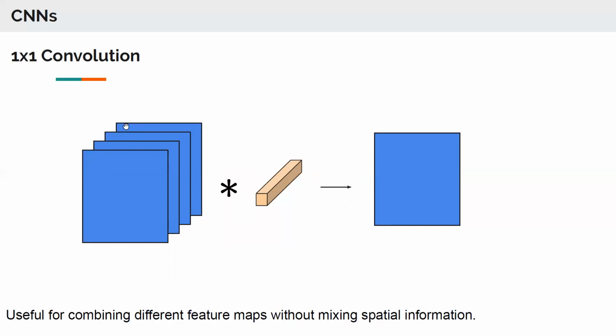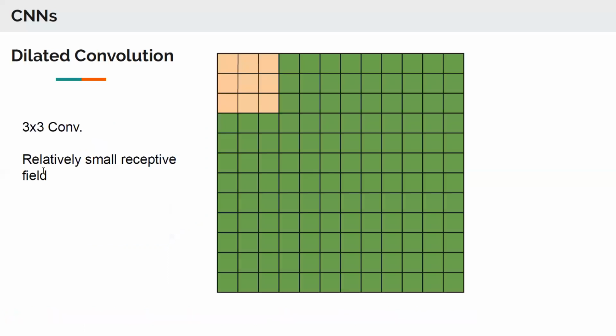Okay, and this is useful in some cases where you don't want to mix spatial information, yet you want to combine the information in the feature maps. Okay, so that is one by one convolution.